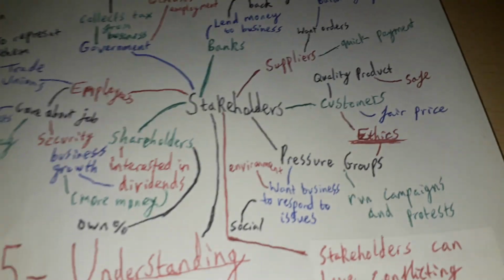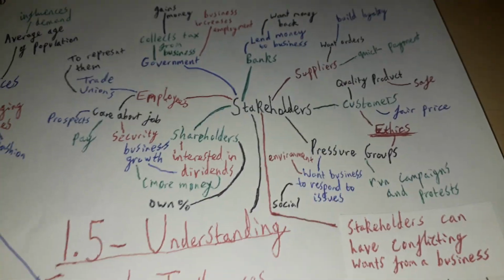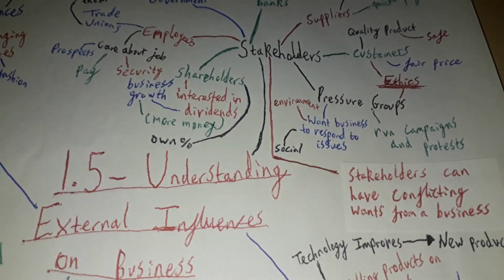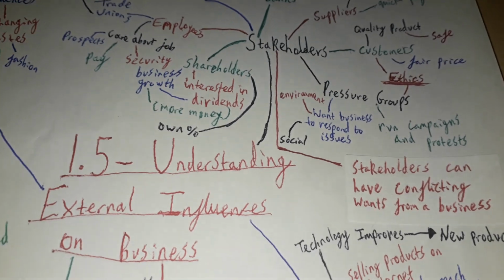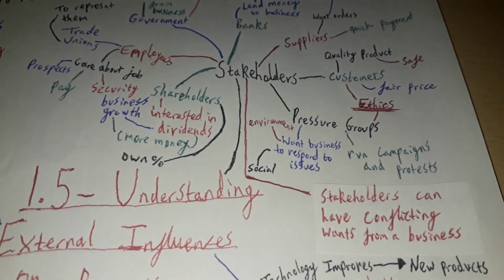So first there's shareholders. Shareholders own a percentage of the business. They're interested in dividends, which is the money they get back each month from the business. So they particularly like business growth, as they want the business to be making more money, so they get a higher amount back through their percentage.